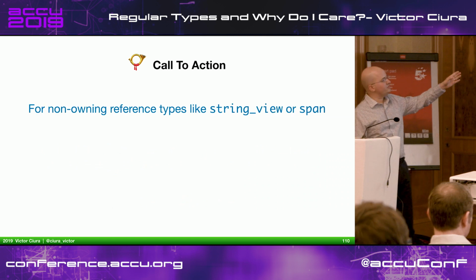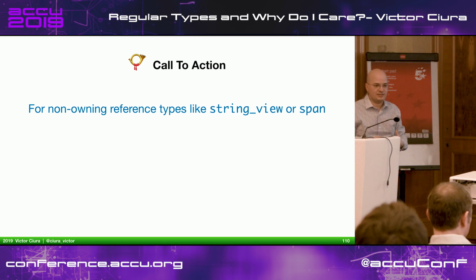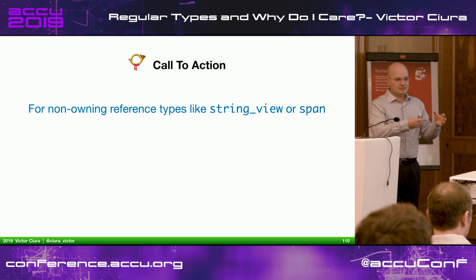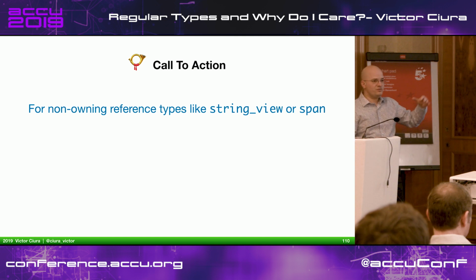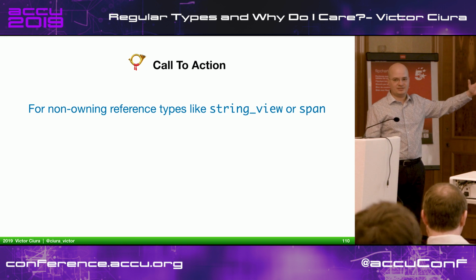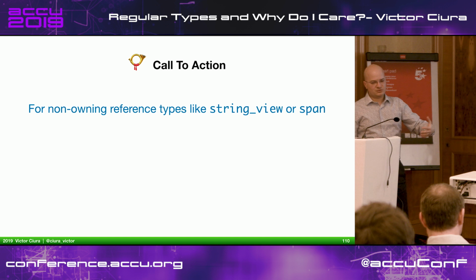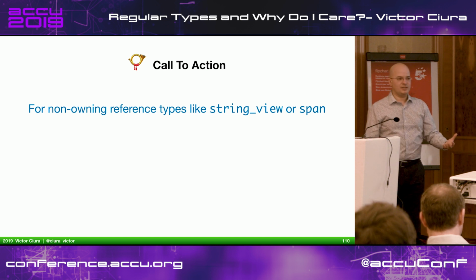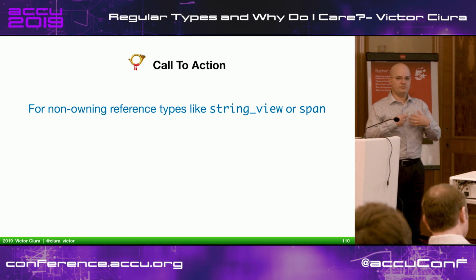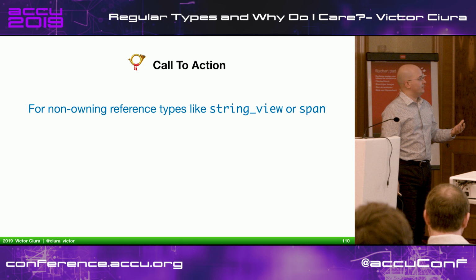For non-owning reference types like string view or span, because these types are necessary, my call to action is not don't use them. These kind of things are necessary. And we've been playing to these kind of things for years now, way before they were in the standard. But now that they've become part of the day-to-day vocabulary and they will show up in interfaces, we need to pay close attention and we need to educate ourselves and the community on how to use them.